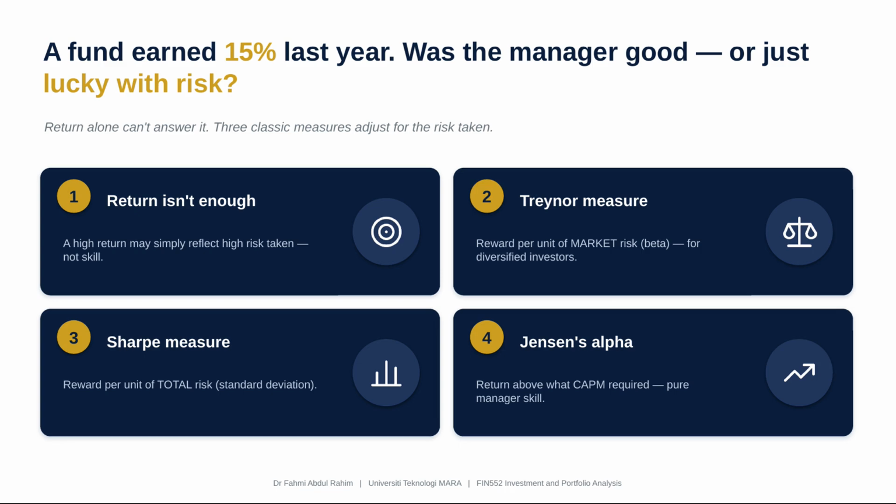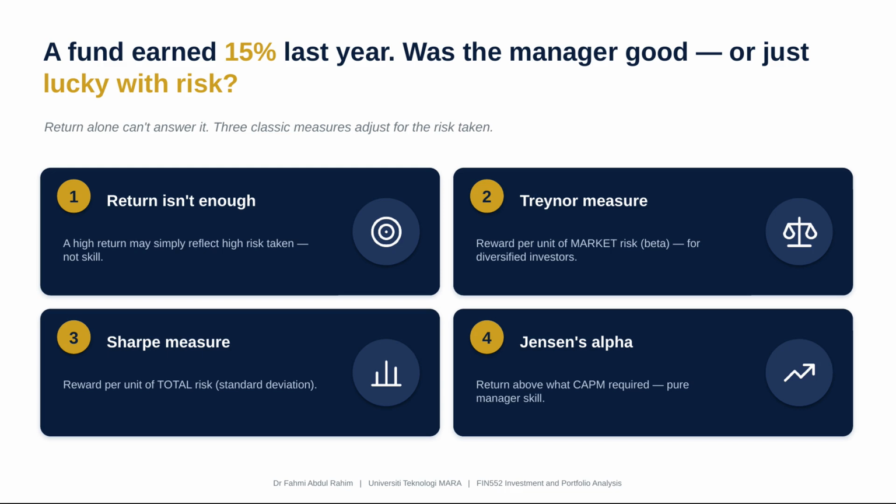Four ideas shown on the cards lead us to the answer. The first idea: return isn't enough, because a high return may simply reflect a high level of risk the manager accepted, not genuine skill. The remaining three cards are the three classic measures that fix this.